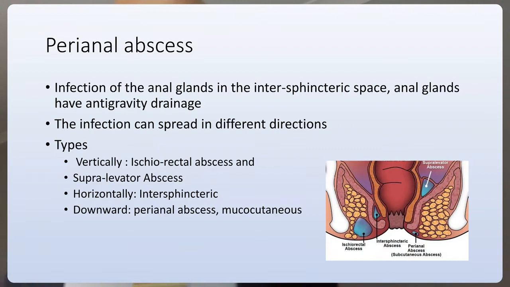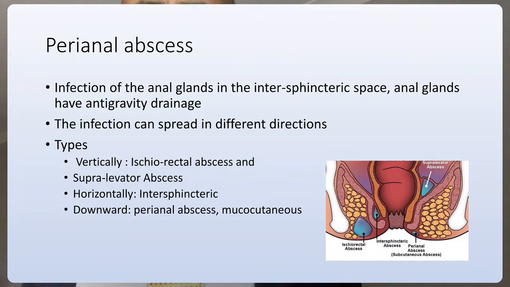By definition, it is the infection of the anal gland, and there is about 8 to a dozen of them. They are situated in the intersphincteric space between the internal sphincter and the external sphincter. And these glands drain anti-gravity, and as a result of that, the duct could get occluded, and because the area is contaminated, you could get a perianal abscess.